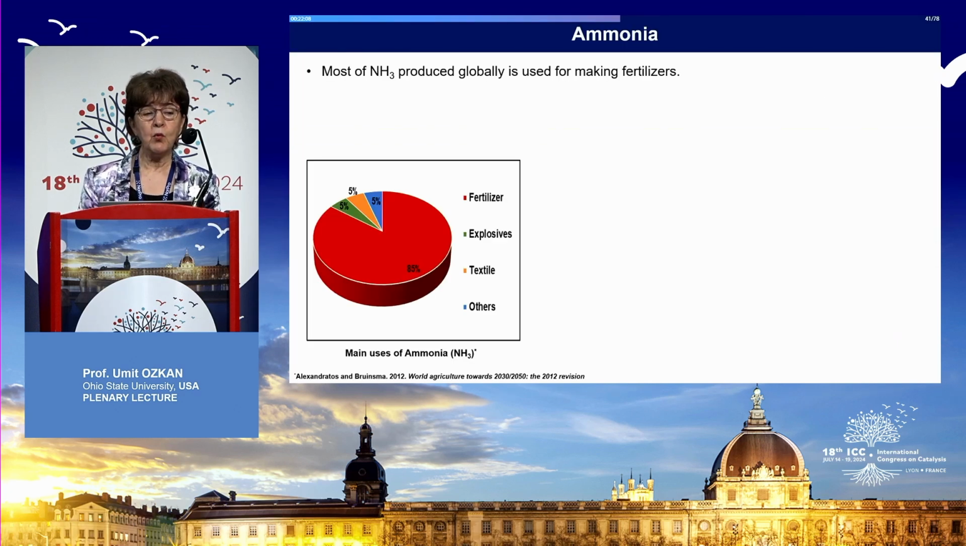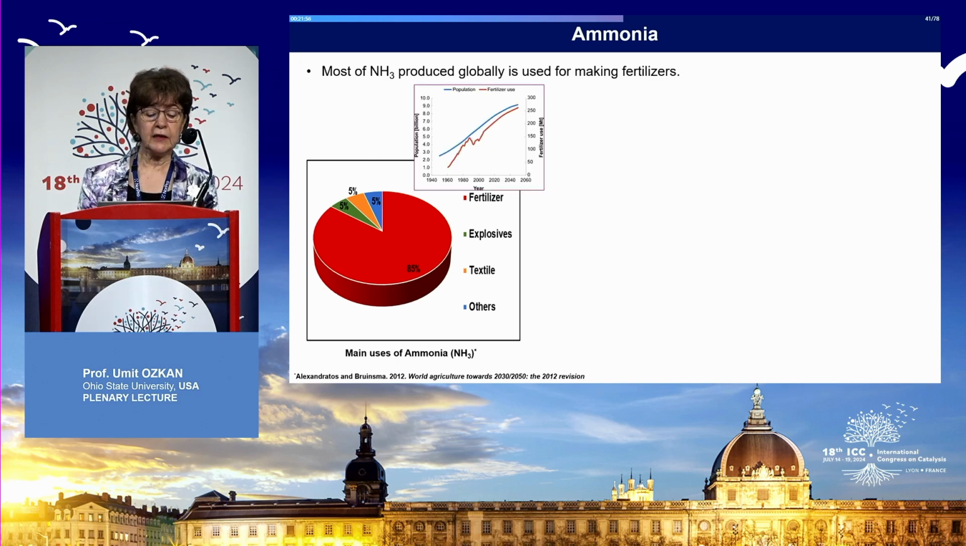Now, obviously, ammonia is a very important chemical. It's used for making fertilizers. Most of ammonia production of the world, more than 85%, is used for fertilizer production. And if you look at world population increase versus fertilizer use, there is a very nice correlation. It's almost 1-to-1. The more the world population increases, the more fertilizer use we're going to need.